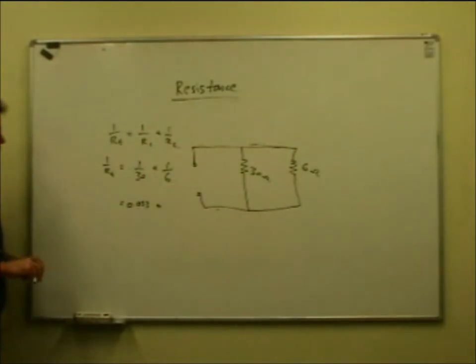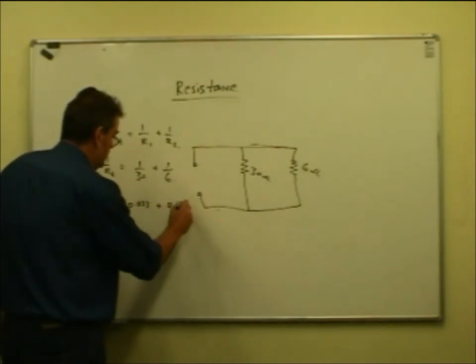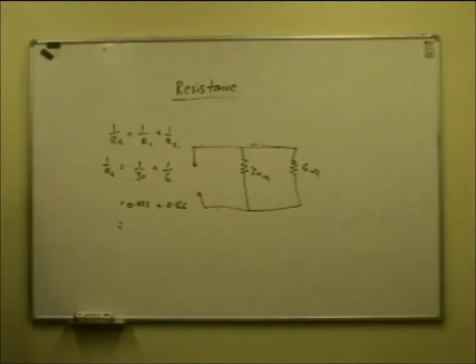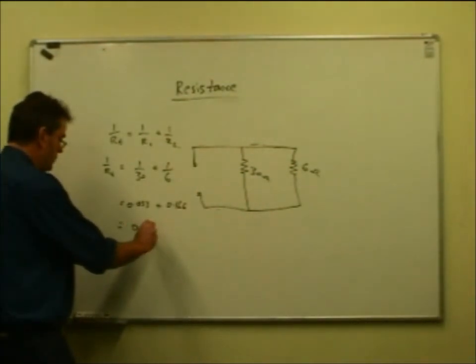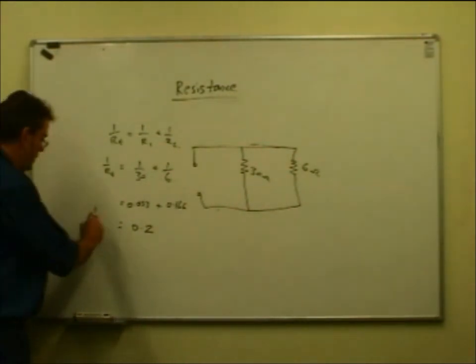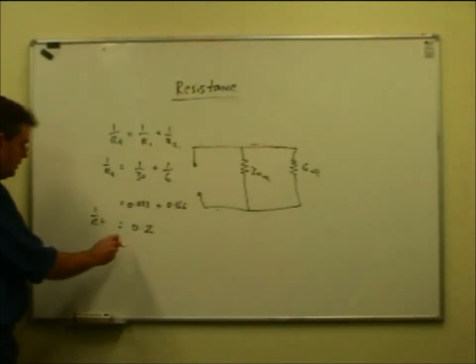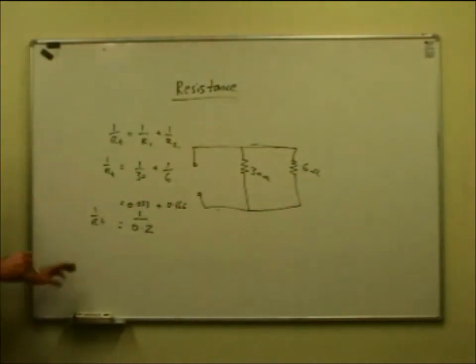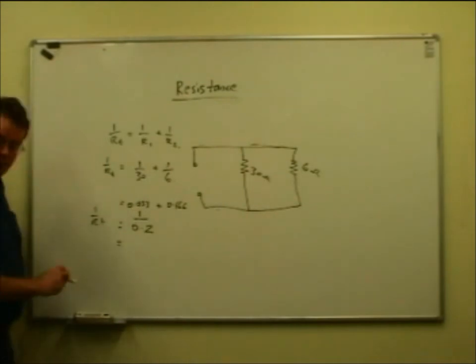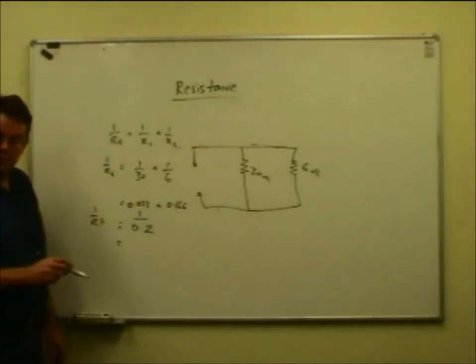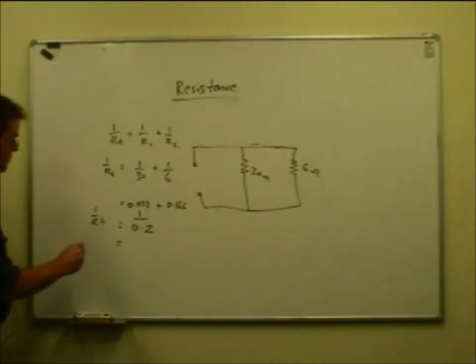Two decimal places will be enough for this sort of thing. And 1/6 is equal to 0.166. So if you add 0.166 plus 0.033, that equals 0.2, isn't it? Now, 1 over R total equals 0.2, so the answer is 0.2 divided into 1, tip it up the other way. So 1 divided by 0.2 is 5, isn't it? You can just work it out: 1 divided by 0.2 is 5 ohms.